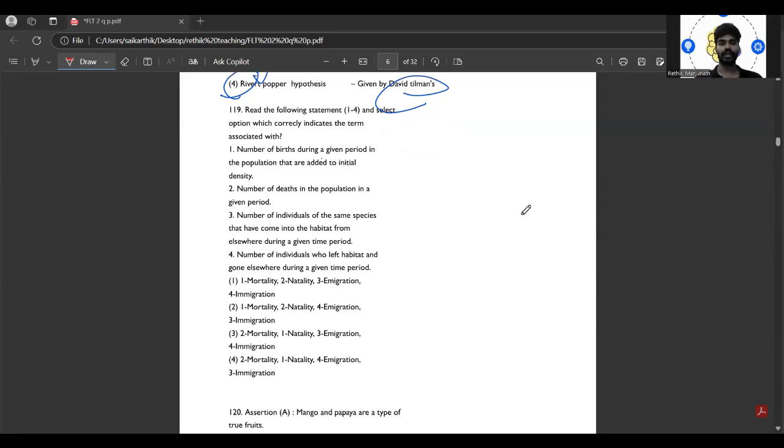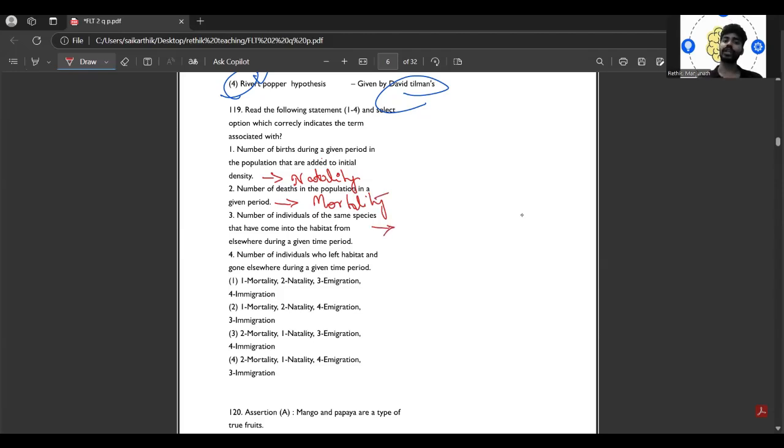So coming to question 119, we have to read the following statements, 1 to 4 given, and we have to opt for the correct option, which indicates the terms associated with them. So what is the term here? The first says that the number of births during a given period in a population that are added to the initial density. The second, the death of a population in a given period of time, will be mortality.